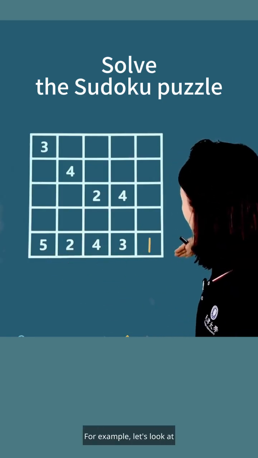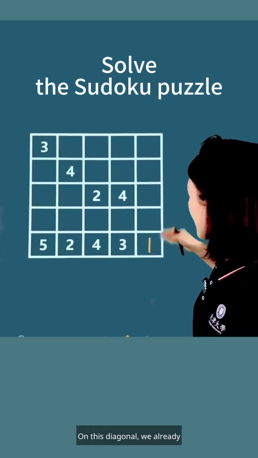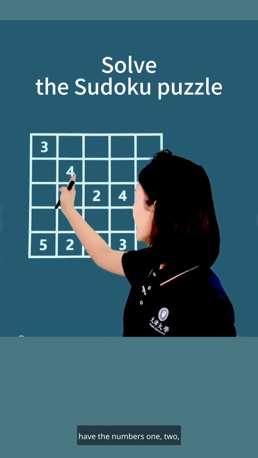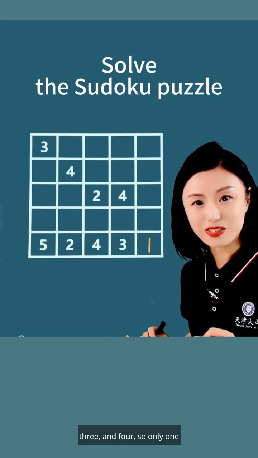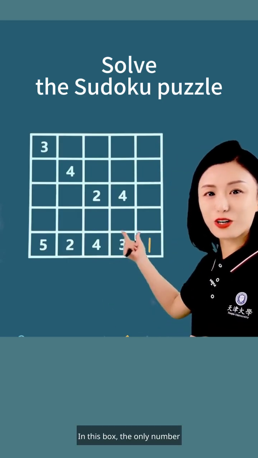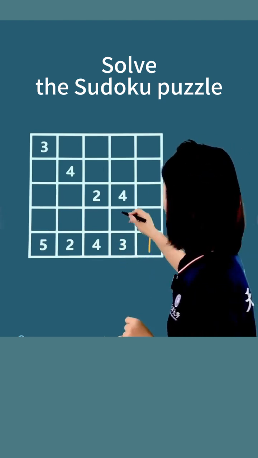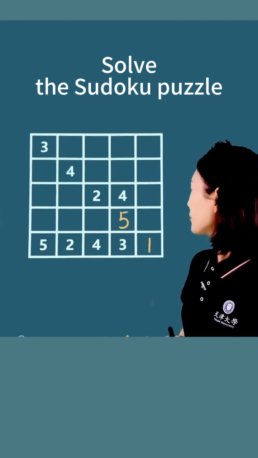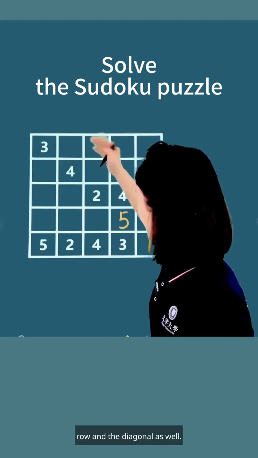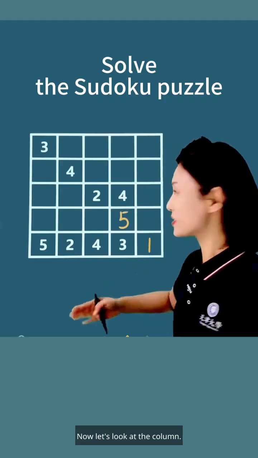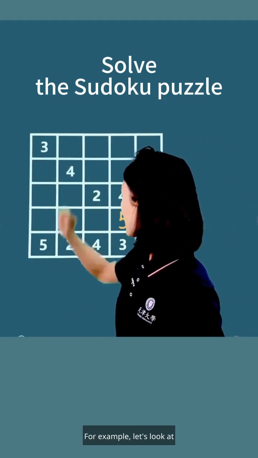Let's continue. For example, let's look at this diagonal. On this diagonal, we already have the numbers 1, 2, 3, and 4, so only 1 number is missing. In this box, the only number missing is 5, so the only number we can fill in is 5. All right, let's fill in 5 here. You see, we've completed the row and the diagonal as well. Now let's look at the column.